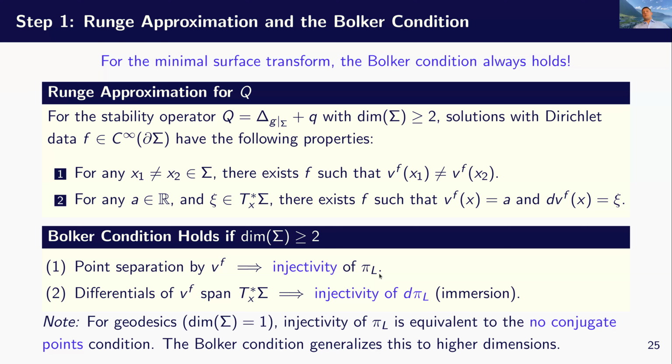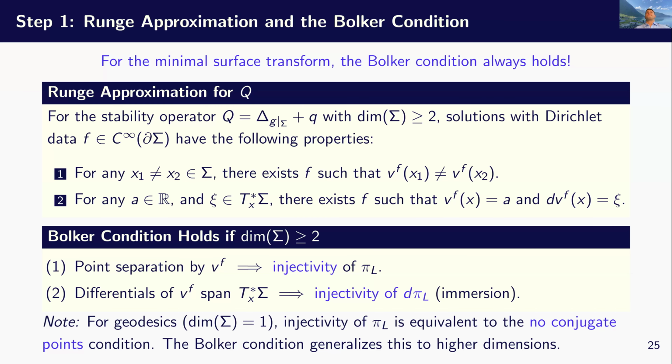So the separation of points by solutions to the linearized equation gives the injectivity of the left projection. The injectivity of the difference of the left projection follows from this second one. So all in all, this Runge approximation gives that the Bolker condition always holds if the minimal surface has dimension at least 2. If the dimension of the minimal surface is 1, so that the minimal surface is a geodesic, this injectivity of pi L is equivalent to the condition that the geodesic has no conjugate points. And by this reasoning, the Bolker condition generalizes these no conjugate points to higher dimensions.